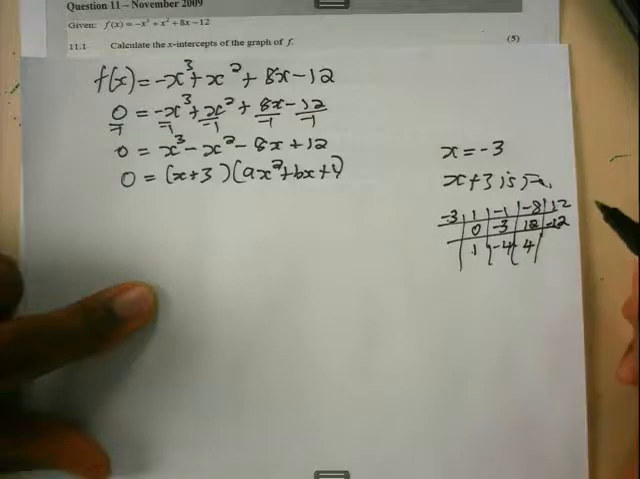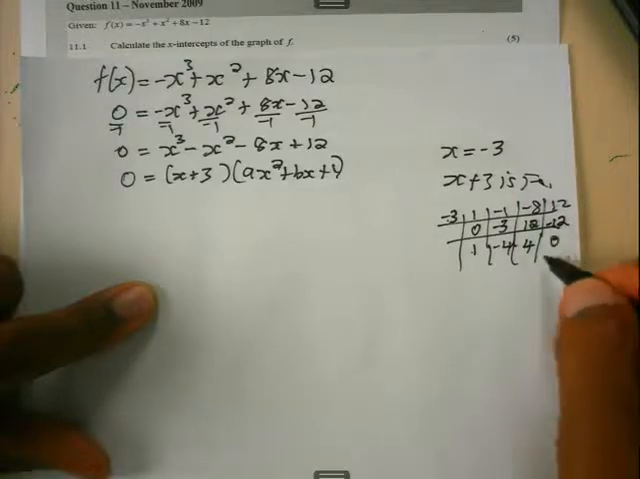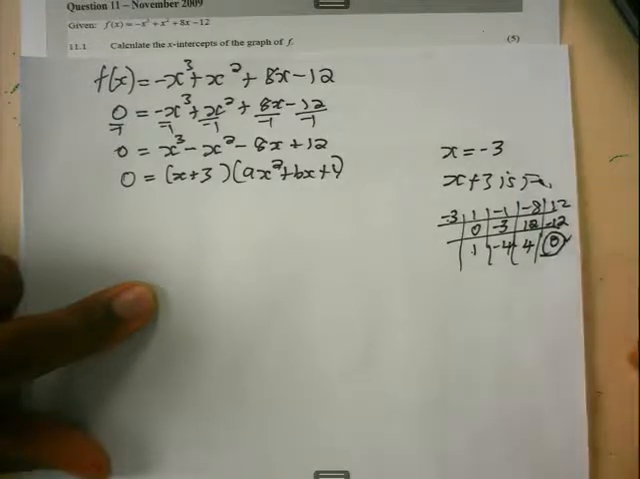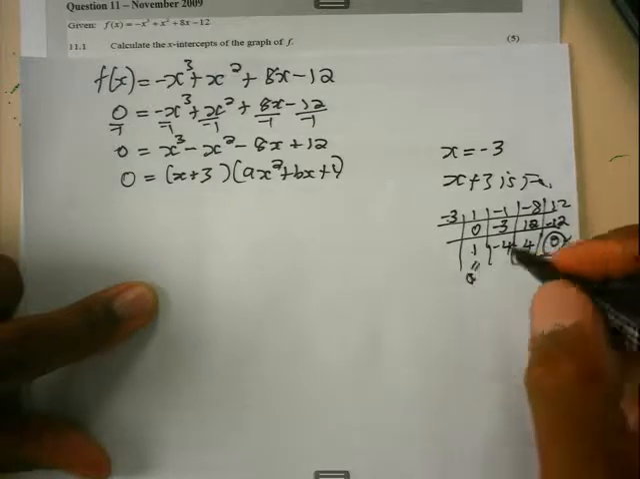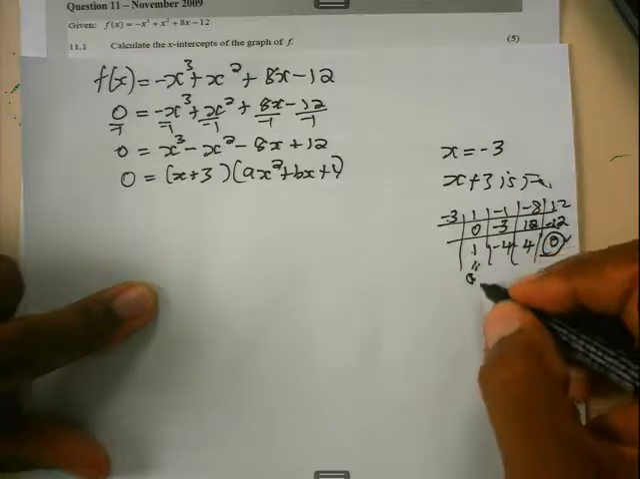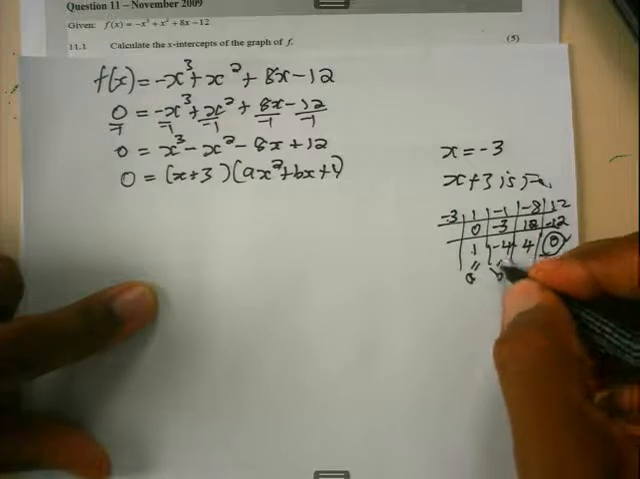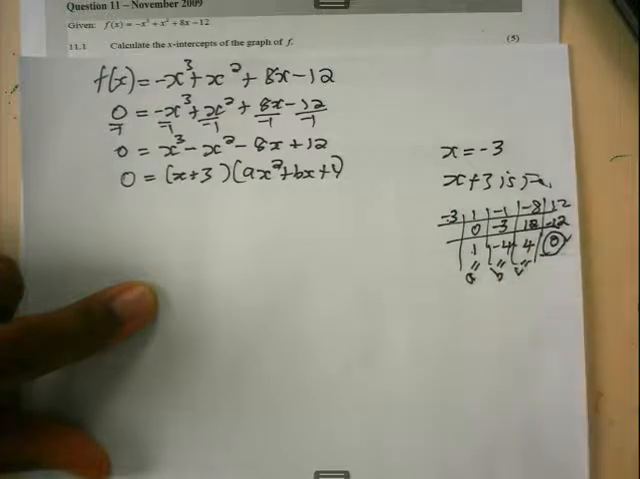Can you see when I take 12 minus 12 is 0? Yes, always when we get 0 here, it means now your calculations are 100% correct. Therefore, now I can say a is equal to 1, b is equal to minus 4, and therefore c is 4.